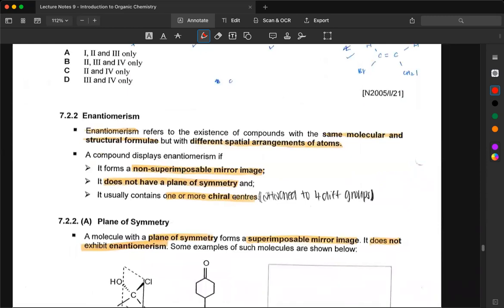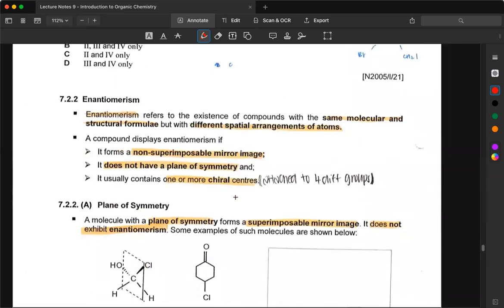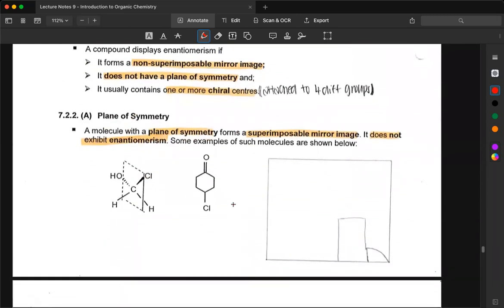Enantiomerism, the next one, refers to the existence of compounds with the same molecular and structural formula but different spatial arrangement of atoms. So a compound displays enantiomerism if it forms a non-superimposable mirror image, has no plane of symmetry, and has one or more chiral carbons. We're going to talk about each of them later. So a molecule with a plane of symmetry forms a superimposable mirror image. It does not exhibit enantiomerism. These are some of the examples. They have a plane of symmetry.